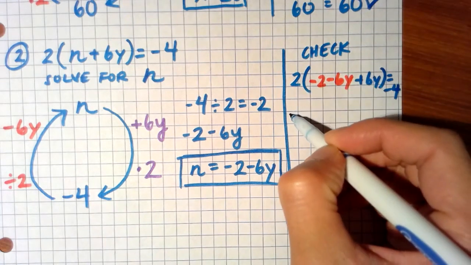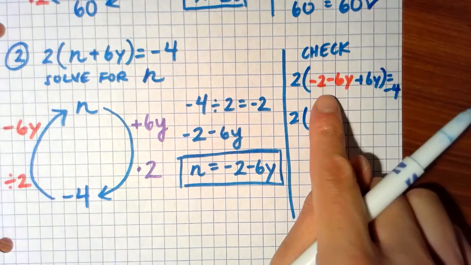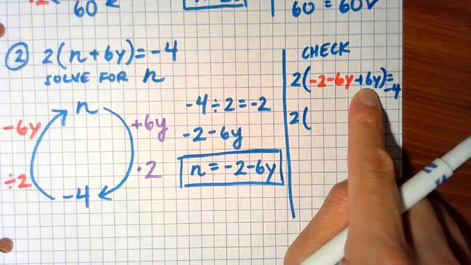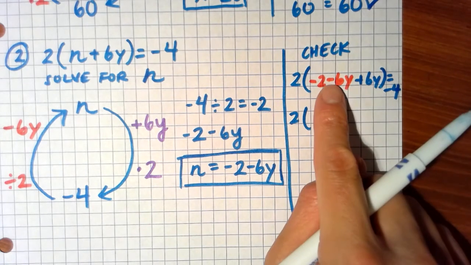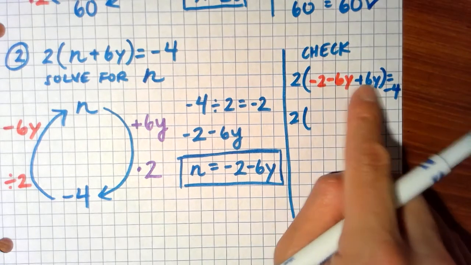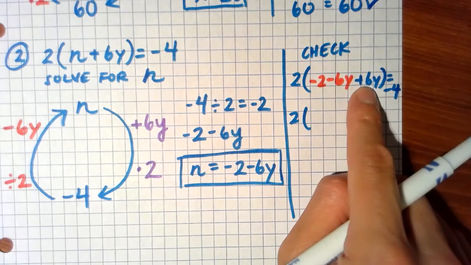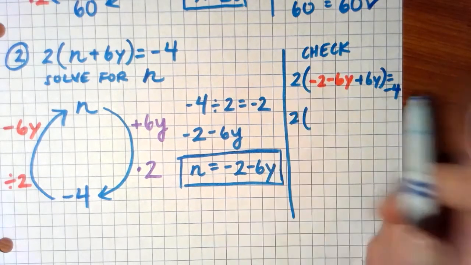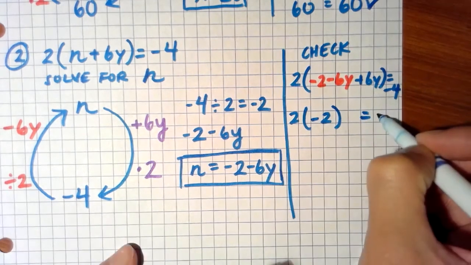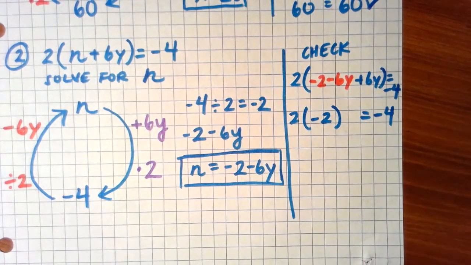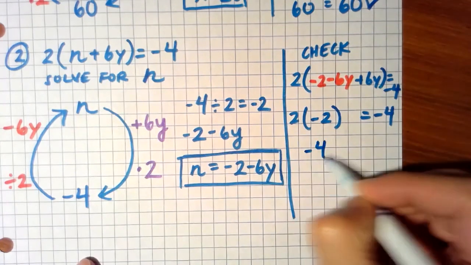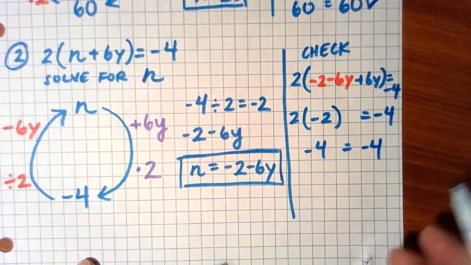Okay, so now I have 2 times (-2 minus 6y plus 6y). Since I have a minus 6y and a plus 6y, those are actually going to cancel each other out. So then I'm just left with this -2. And all of that is equal to -4. 2 times -2 is -4, equal to -4. Checks out.